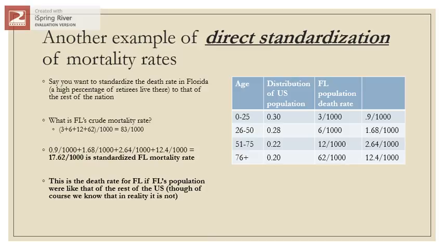What this number means is 17.62 per 1,000. This is the death rate for Florida if Florida's population was like that of the rest of the United States. We know it's not, but we've standardized to the regular U.S. population. So this is the distribution of the U.S. population, not Florida, United States population, of the group that we are standardizing to.